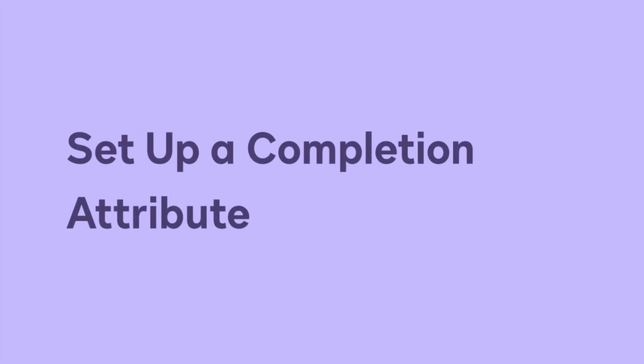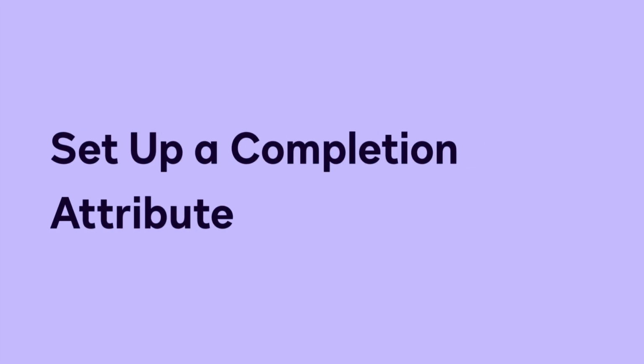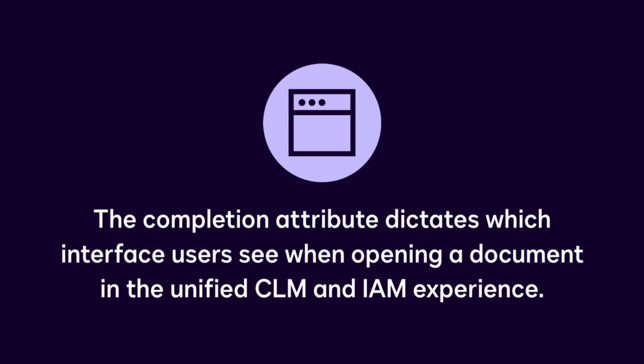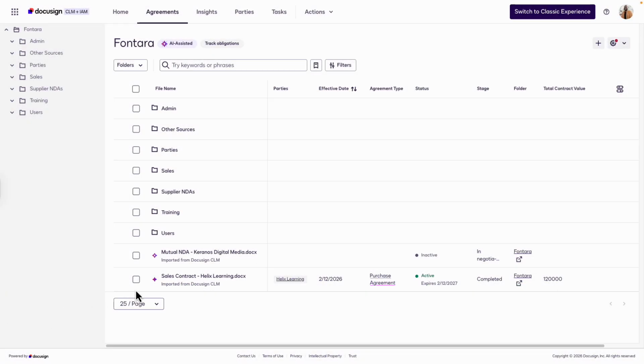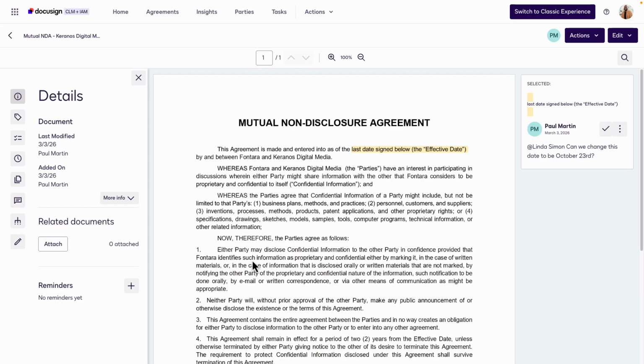Next, we'll see how we can set up a completion attribute for the agreements in the account. Setting up a completion attribute is important because it dictates which interface users see when opening a document in the unified CLM and IAM experience. Agreements still in progress will open in the CLM document reviewer. This specific view equips users with the tools they need to collaborate via comments, as well as view, compare, and edit different contract versions.